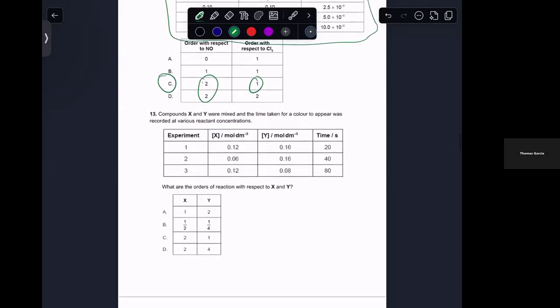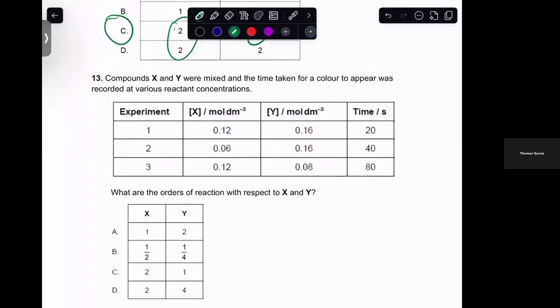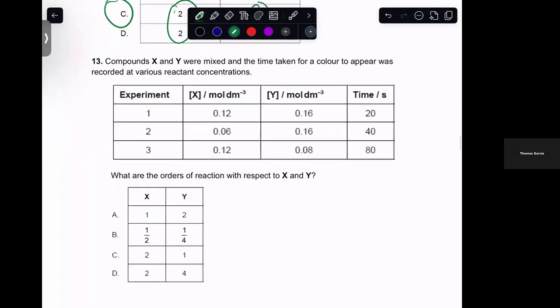So moving on. 13. Compounds X and Y were mixed, and the time taken for a color to appear was recorded at various reactant concentrations. And we have our concentrations here. What are the orders of reaction with respect to X and Y?